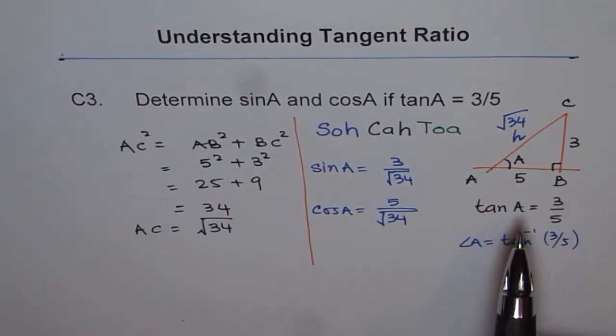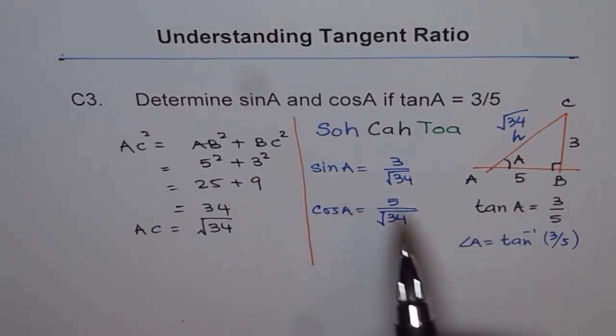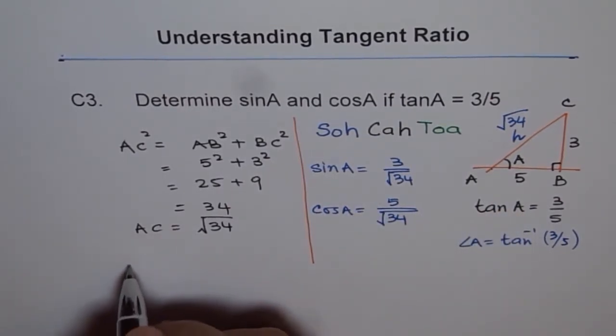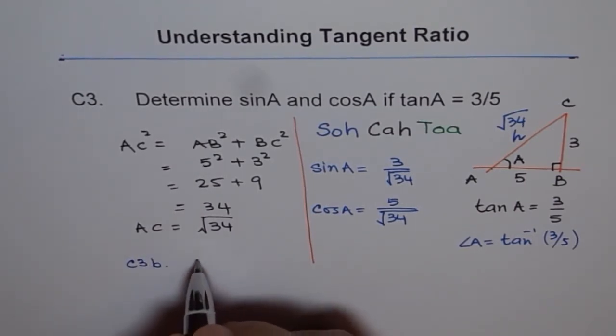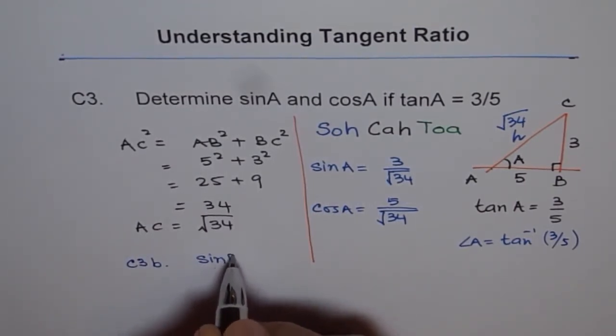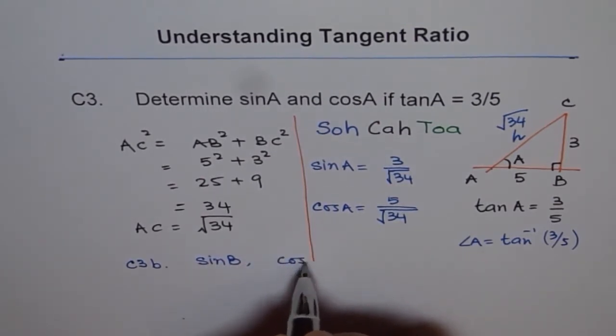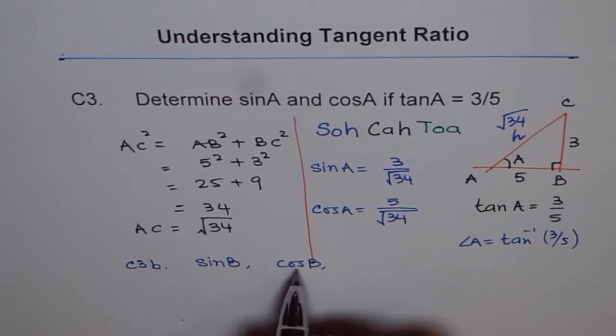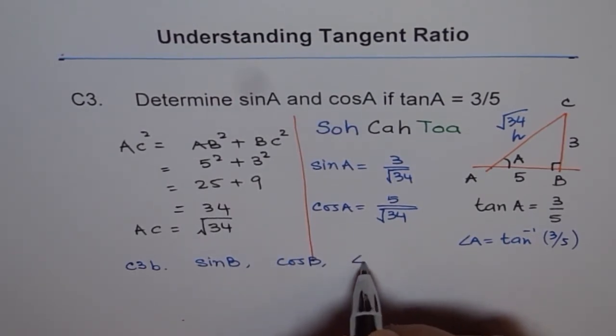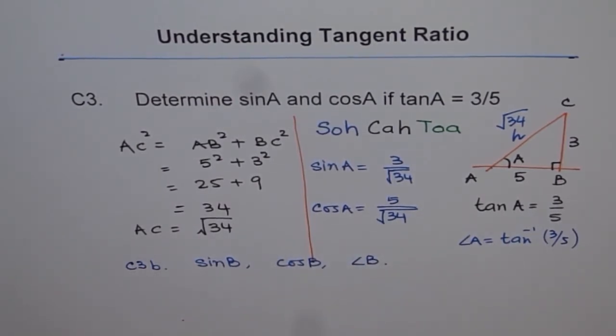Now as an extension to this problem, let me write communication 3b. Find the values of sine B and cosine B, and from sine and cosine B, find angle B, right? So that is your extended problem to C3. Thank you.